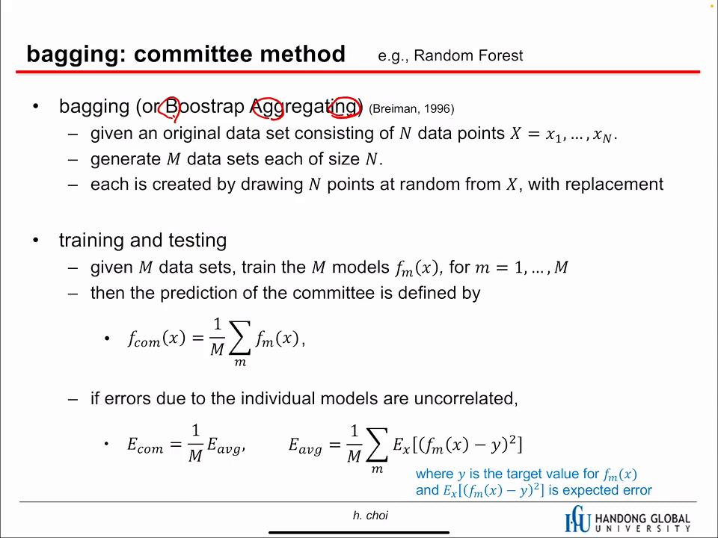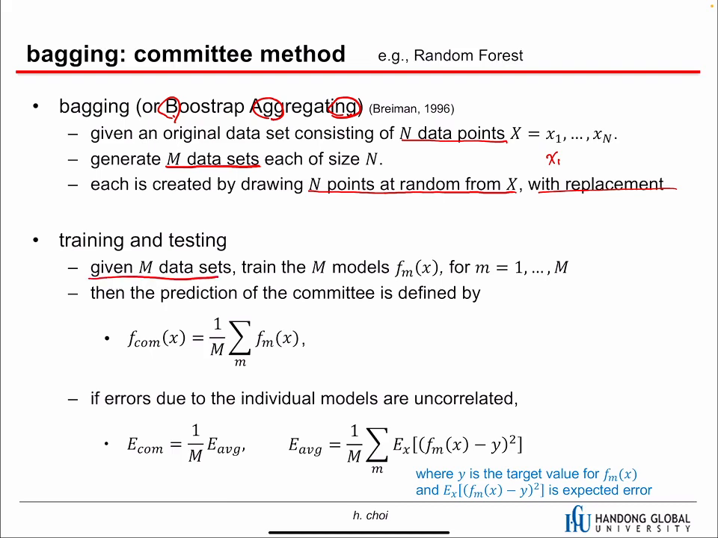So given an original data set X consisting of n data points, then we're going to generate m data sets, each of size n. And each dataset is created by drawing n points at random from X with replacement. For example, in the first dataset, maybe we might have X sub 1 twice or 3 times. We don't know, right? Because it's based on replacement. So once we select one data point, we put it back into the dataset, and then we randomly select the next point.